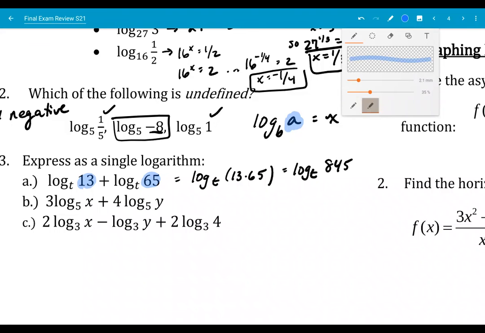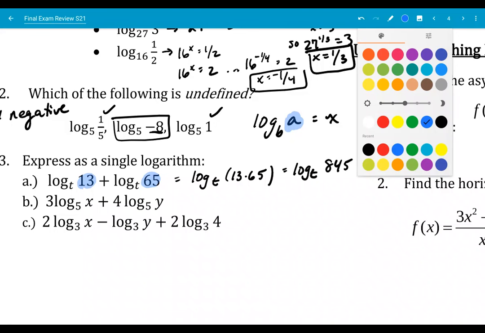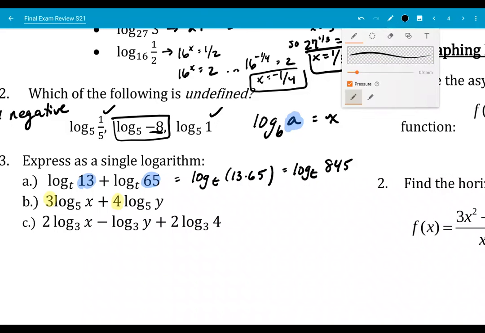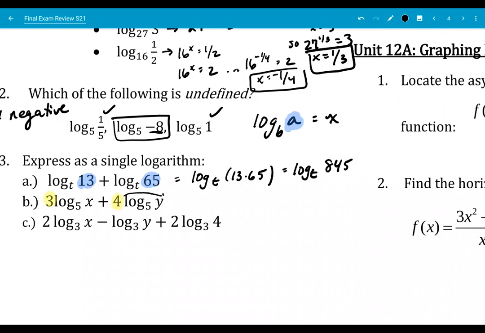So in this case, for the next example, each of these coefficients turns into an exponent on that term. So you have to keep that in mind. Each of these goes up top and becomes an exponent, and then I'm multiplying them together because I'm adding again. So taking it step by step, let's change the exponents first. This is going to become log base 5 of x to the 3 plus log base 5 of y to the 4.